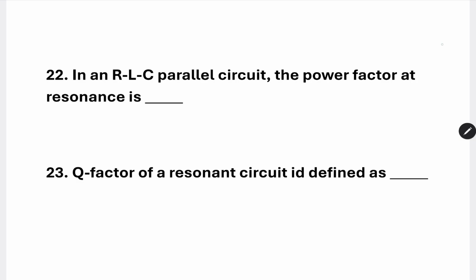Next, question number 22. In an RLC parallel circuit, the power factor at resonance is unity. Cos phi value is 1.